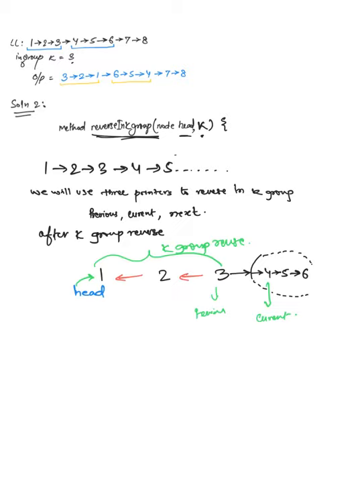So for solution 2, we created a method called reverseKGroup, and we are passing the head and the group size k. When you get the linked list, the head is the first node, so 1 2 3 4 5, like this. Here we are going to use three pointers to reverse the linked list. The pointers are previous, current, and next.